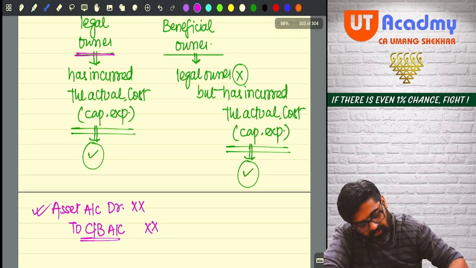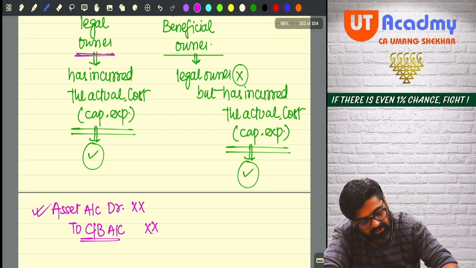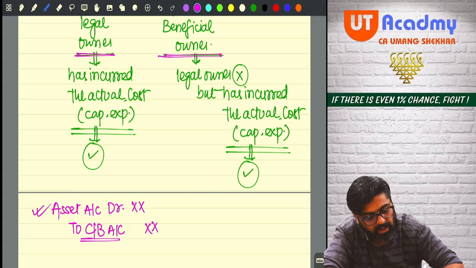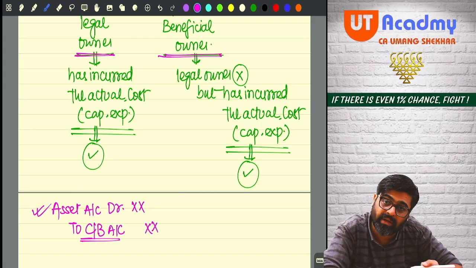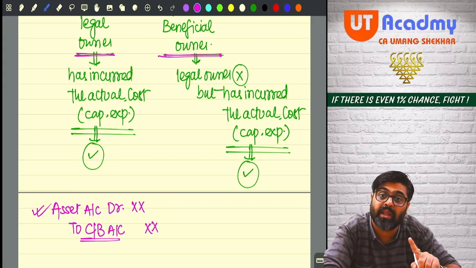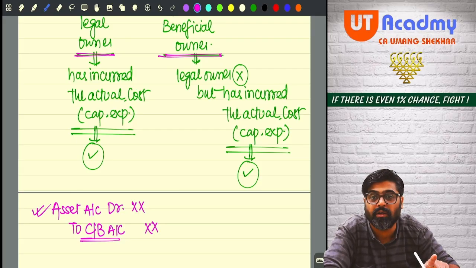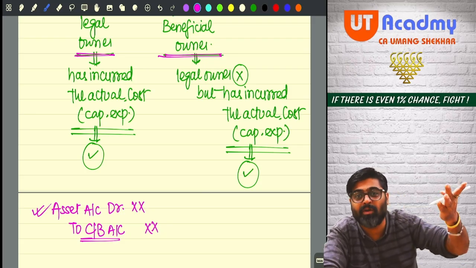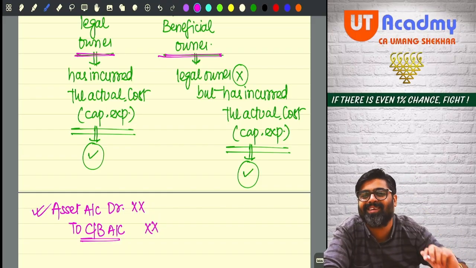So don't worry, even if you are not the legal owner, we will consider you as a beneficial owner. Even if you are not the legal owner, we will consider you as beneficial owner if you have incurred the cost of that asset. So your name is not written on the asset, but the cost is incurred by you only.